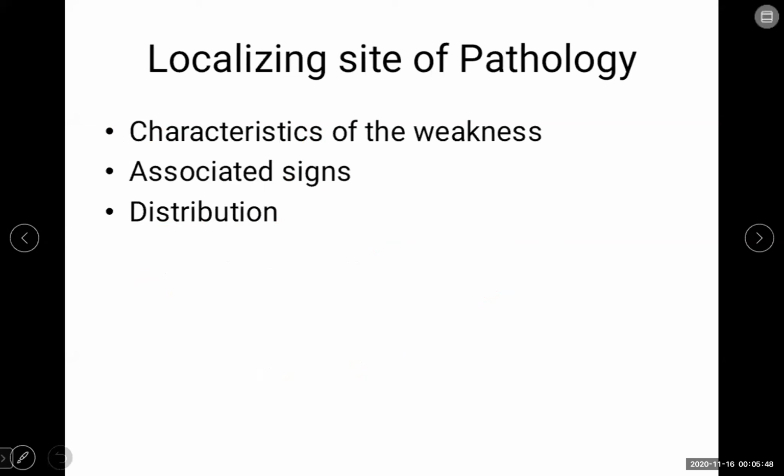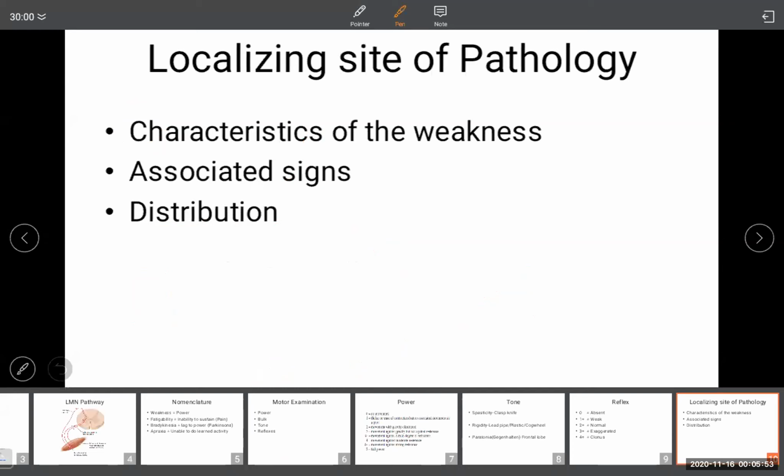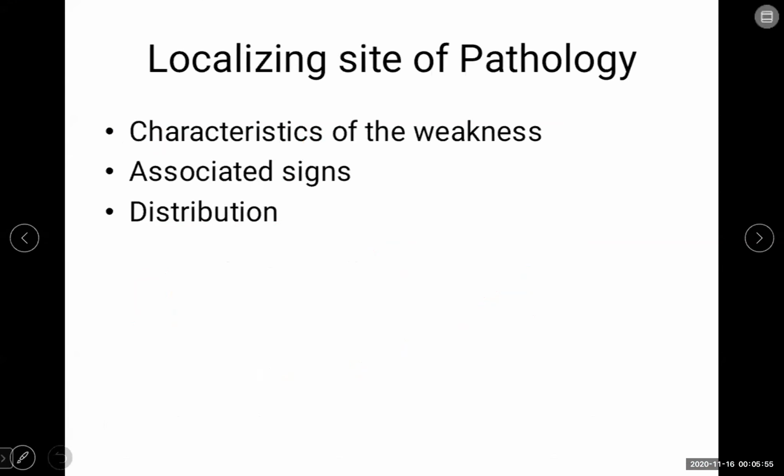Now, coming on to the important part of the topic, which is localizing the site of pathology. When a patient presents to you with weakness, you need to have a structured approach so that you can narrow down the site of pathology and arrive at an easier diagnosis. To do this, you look at the characteristics of weakness, the associated signs with weakness, and the typical distribution of weakness. We'll go through them one by one.